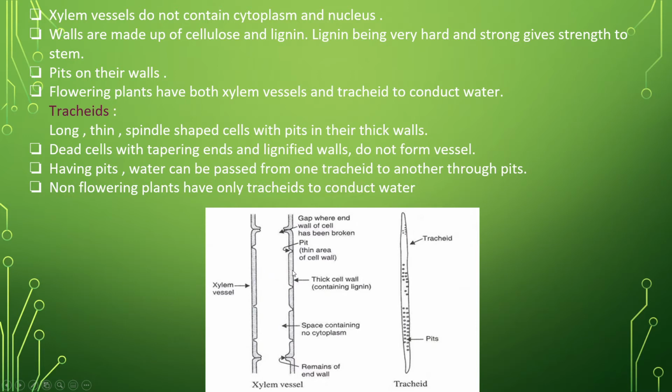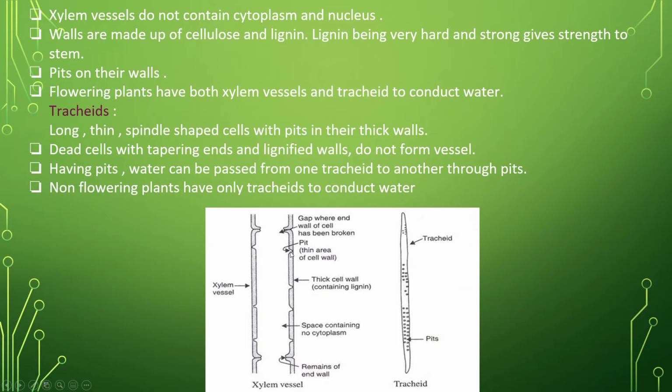And in the cell wall, there are very small pores, that are called pits. These small pores within the xylem are called pits. Pits are present in the thick cell wall. And xylem vessels have pits in their thick cell walls, and these pits are not completely open pores.